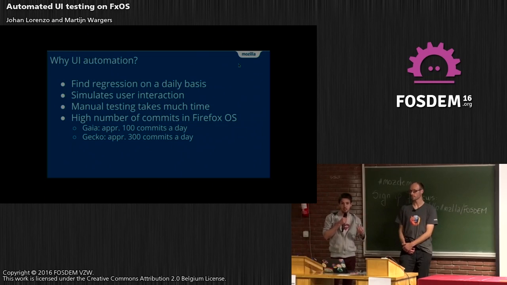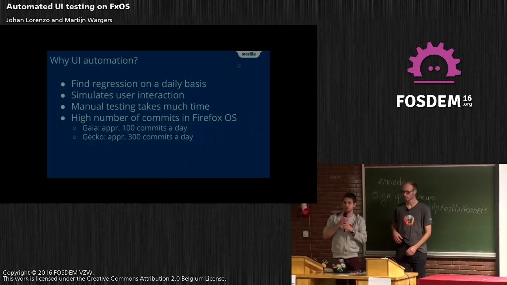Also, UI automation helps in finding regressions, especially in the two main components of Firefox OS. Gecko, which is the same engine as in Firefox desktop, and Gaia, which is the front end. We have about 400 commits combined. So there's a lot of activity, and sometimes a commit that is supposed to fix Firefox desktop is breaking Firefox OS on this platform. So we're trying to catch that.